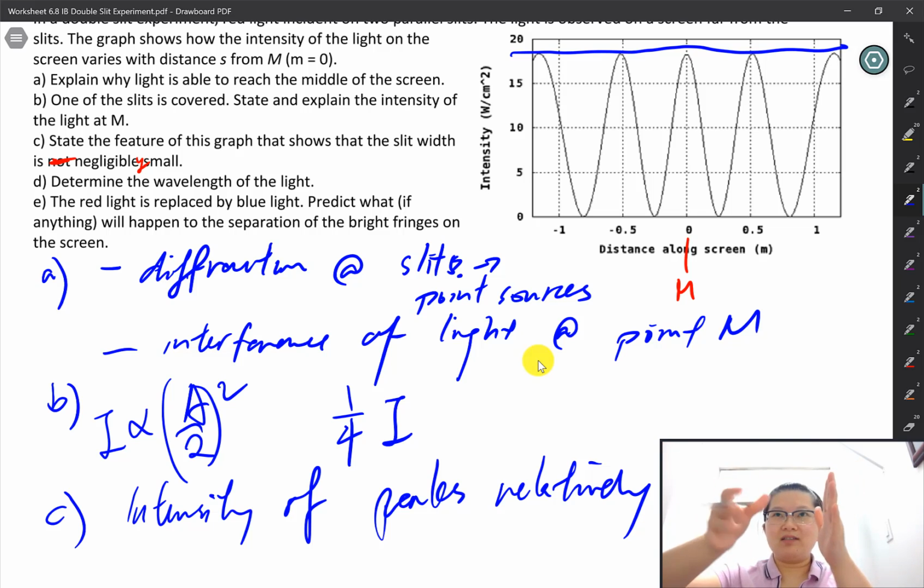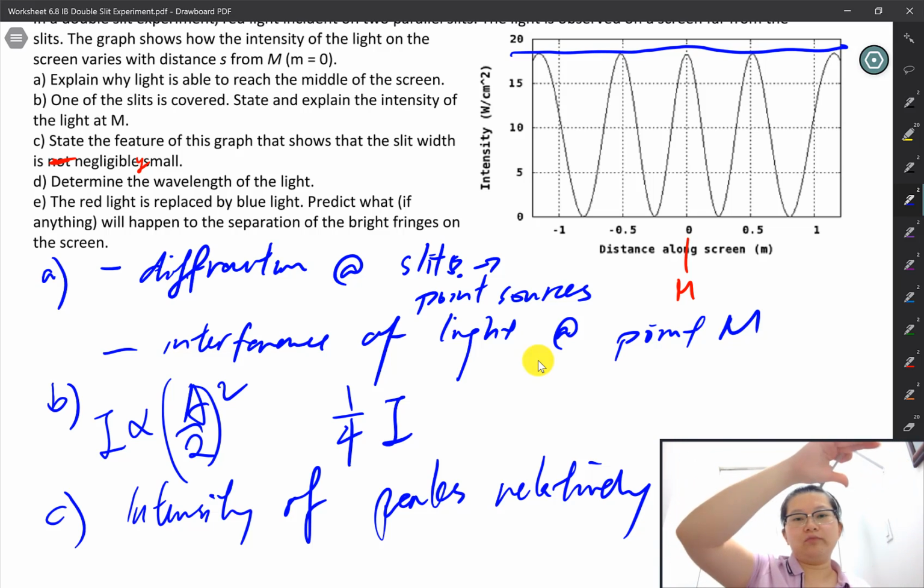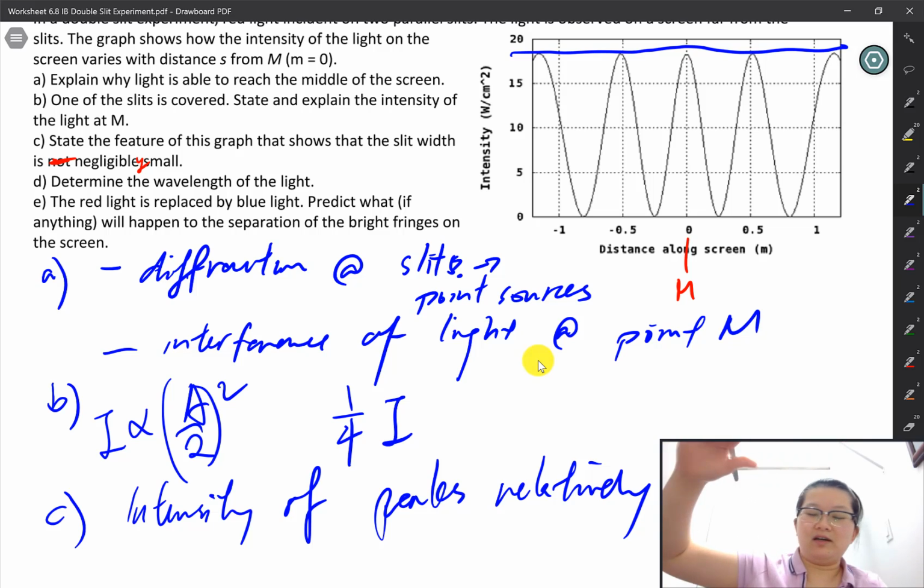And because of that narrow band, you're going to have varying intensities as you're going through the middle. Versus if you have a smaller width, that middle band is going to be more stretched out, so the intensity doesn't change too much in the middle as you're going away from the middle.